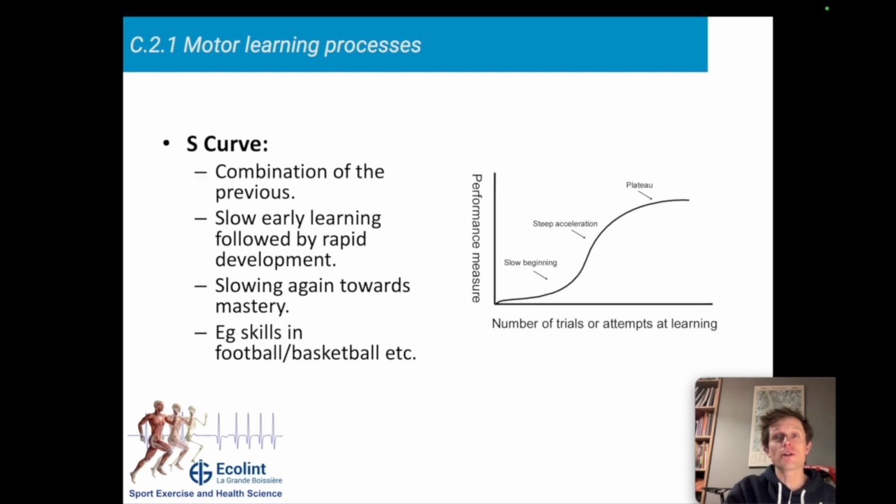Finally, we can talk about an S-curve, and this is a combination of all of the previous examples that we've just talked about. And this, in reality, is much more likely how we're going to be acquiring skills, particularly if they're placed into a competitive context.